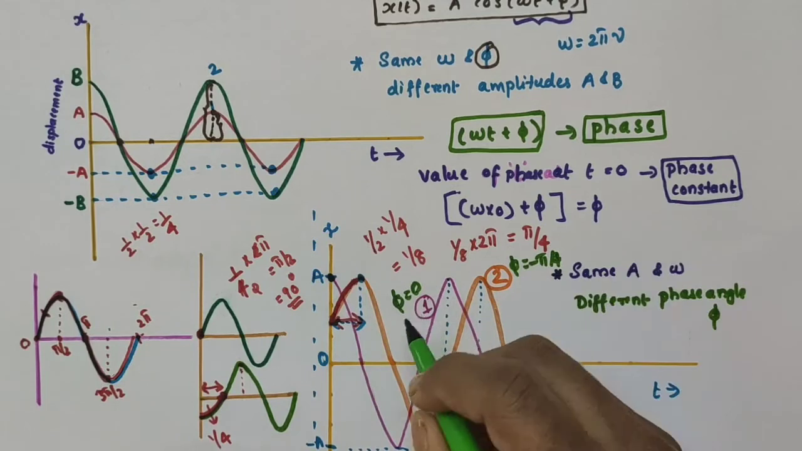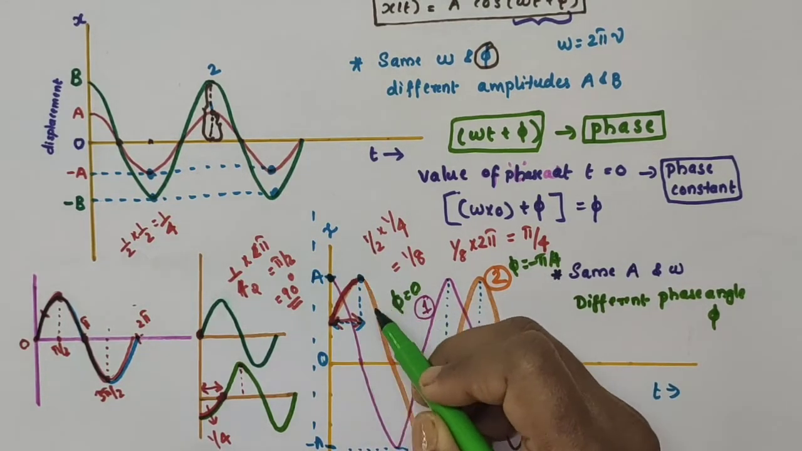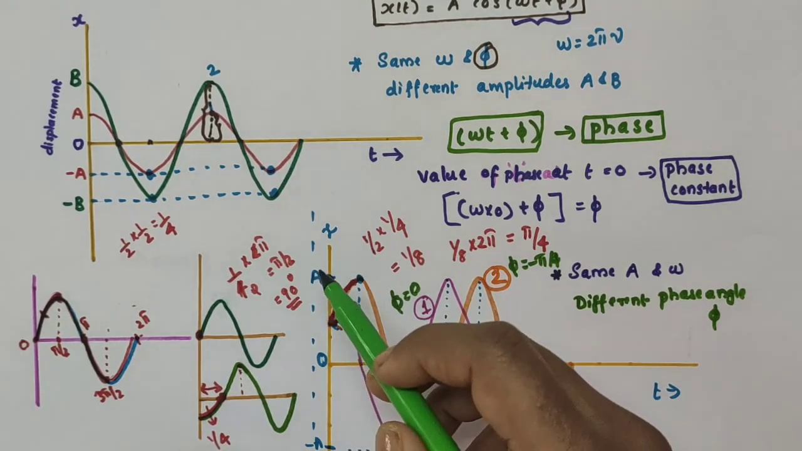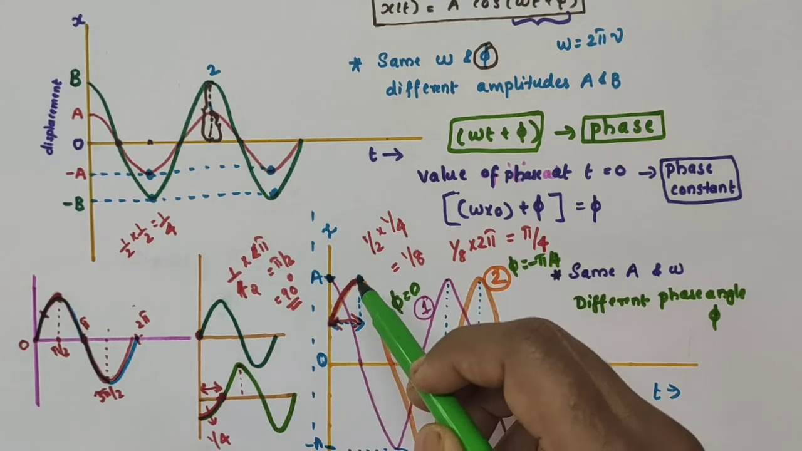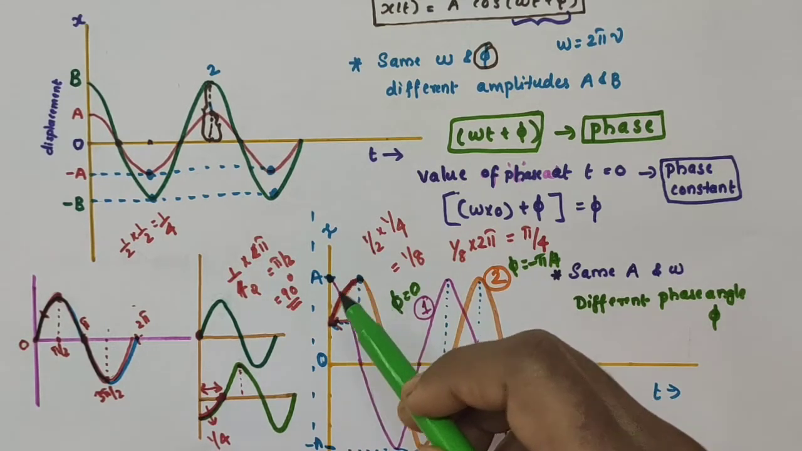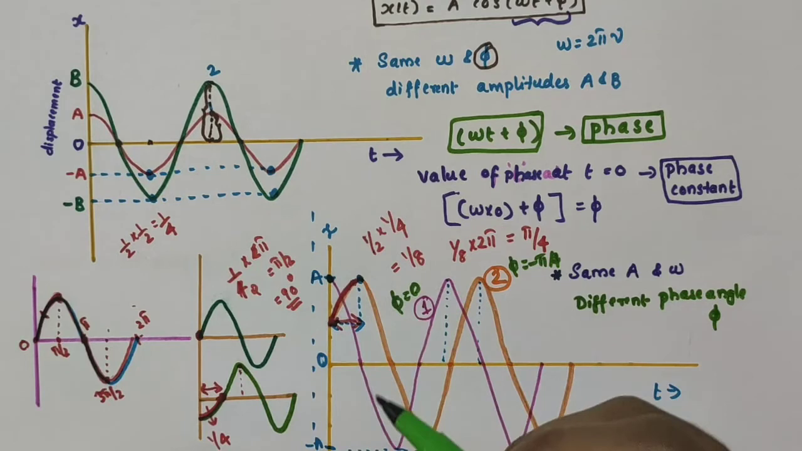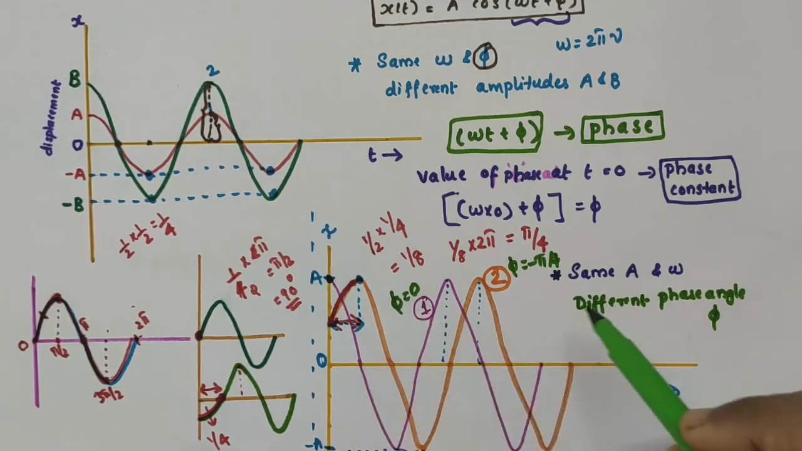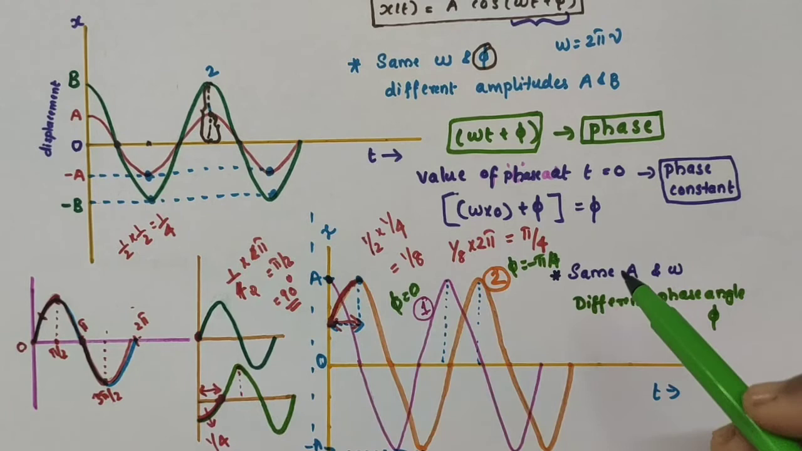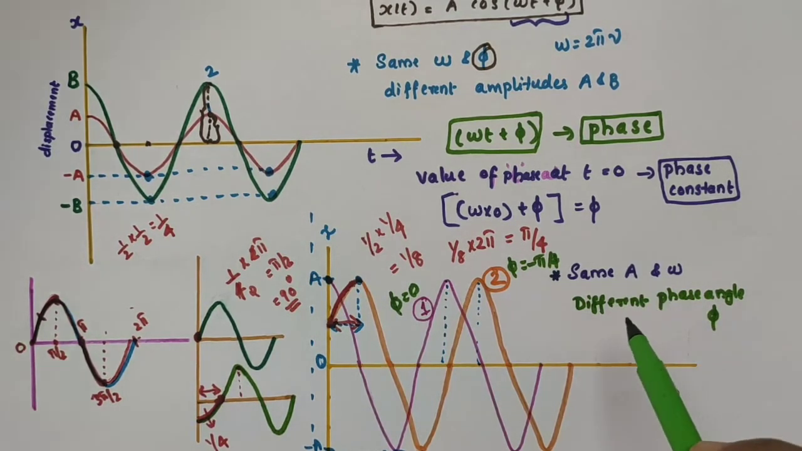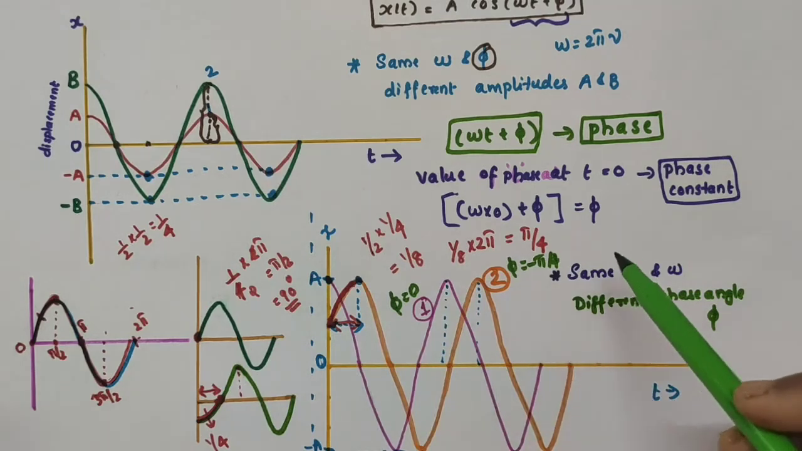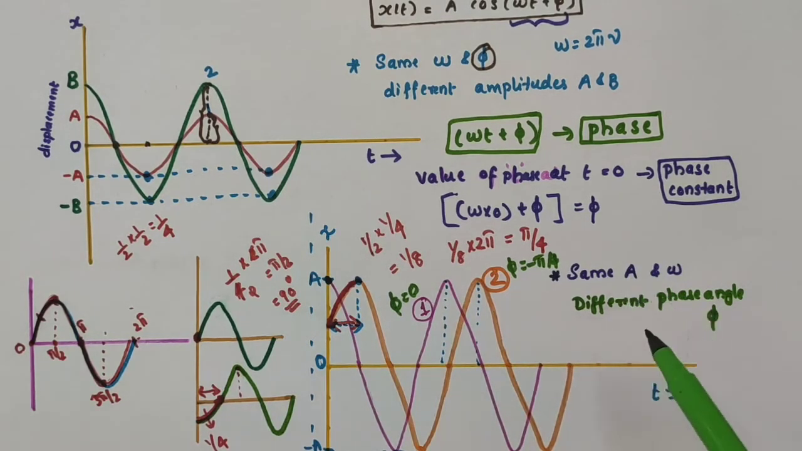This negative sign is because of what? This orange colored wave, that is the second wave, is lagging behind the first wave, because the first wave has reached its maximum value first and the second wave has reached its maximum value only after some time. So there is a phase difference between these two curves 1 and 2. Their phases are different. They have the same amplitude and omega, but different phase angle. So two simple harmonic motions can have the same A and omega, but different phase angle phi.